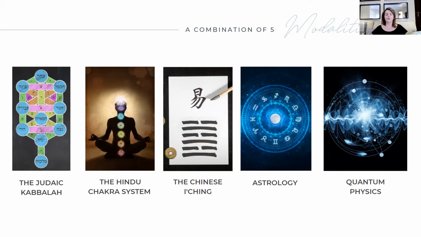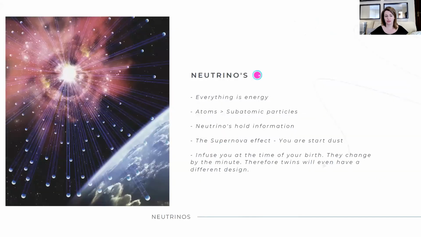Okay, so these all combined together require a couple of things that you need, which is your birth date, your birth time, your birth location. Okay, now how important is it to have your birth time? I get this question often, and most people do. It's because of the neutrinos, which I think I'm explaining now.